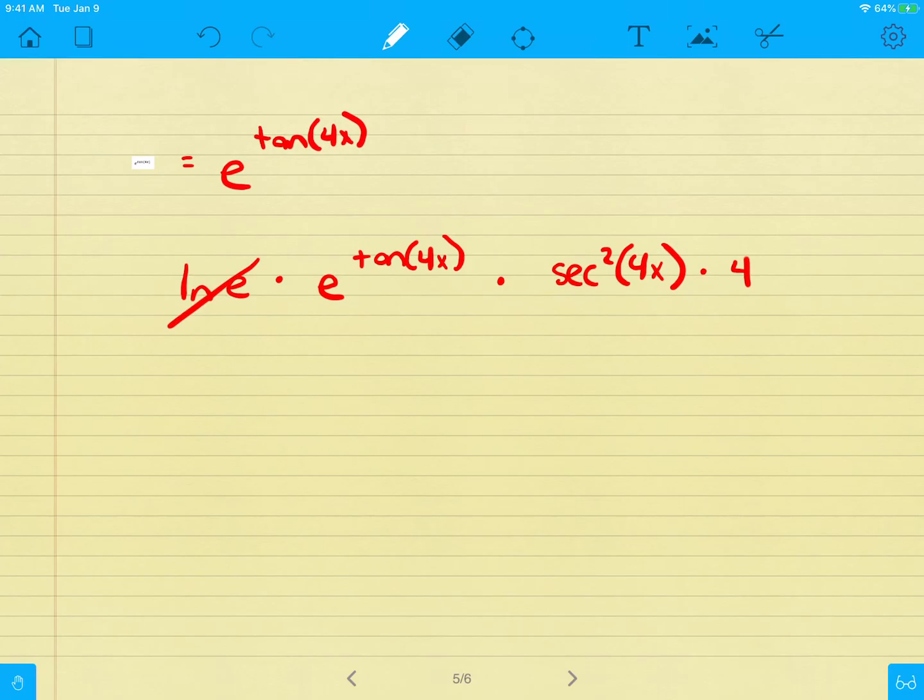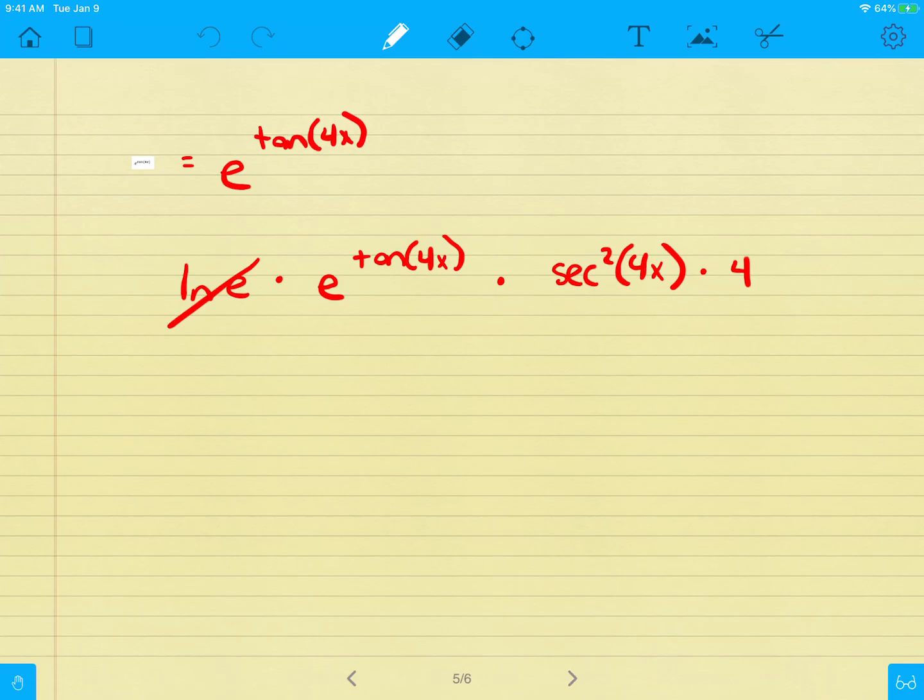Now, I know that we can simplify this. Like this natural log of e cancels out. That just makes 1. We have the e to its power, that's the same, but then the derivative of the power itself is the secant squared, or 1 over cosine squared, if you want to write it that way. So that's the entire chain rule. That's the entire answer right there.